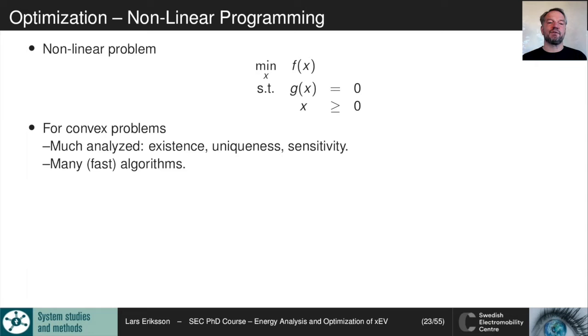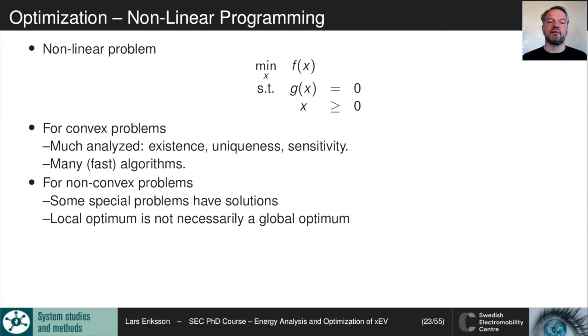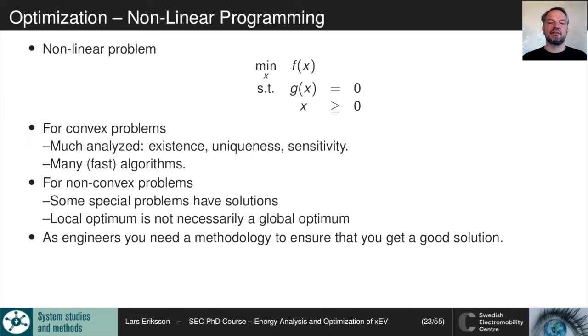For non-convex problems, there are some special problems that have solutions, and the main difference between convex and non-convex problems is that for a convex problem we know that a local optimum is also a global optimum. For non-convex problems, a local optimum is no longer necessarily a global optimum. As engineers, if you approach this, you need a methodology to ensure that you get a good solution. For example, you can try with several different initial guesses, or use very advanced global minimization schemes.